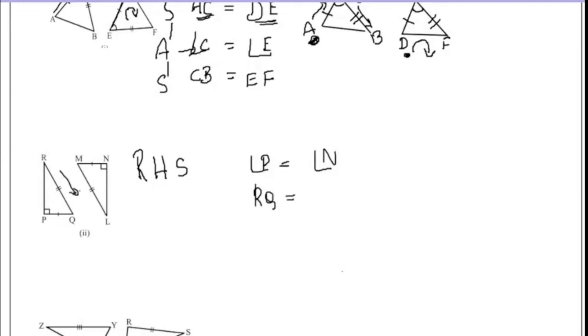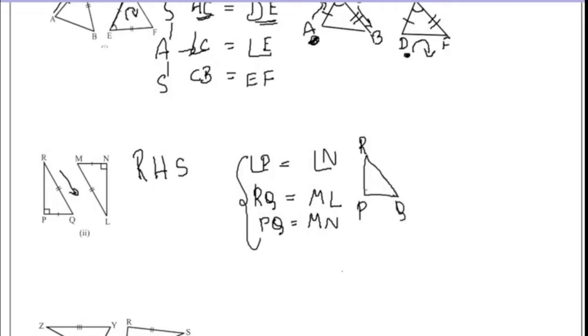RQ of this triangle is equal to ML of the other triangle. And the last side which is equal is PQ is equal to MN, right? So we have all the three conditions which are satisfied, and now we will just draw the triangle in the particular order. So let's just draw it freehand this time, just for reference. R, P, Q, and then we have this right angle here. Then the next triangle, draw it in the same way.